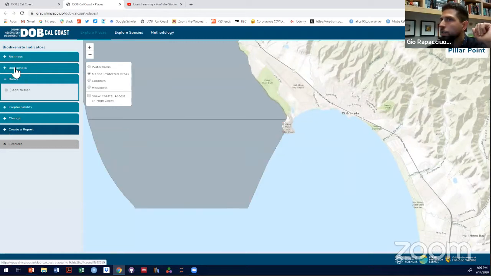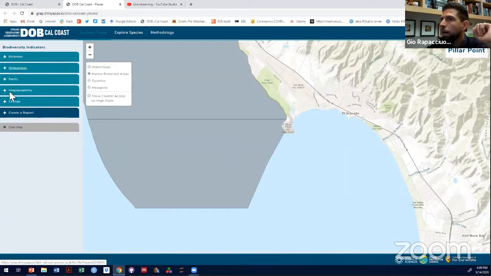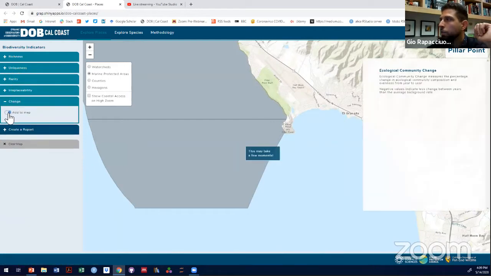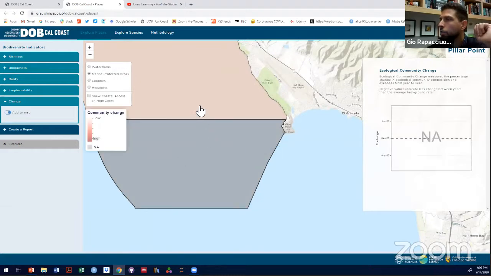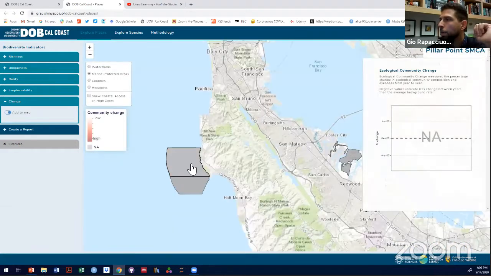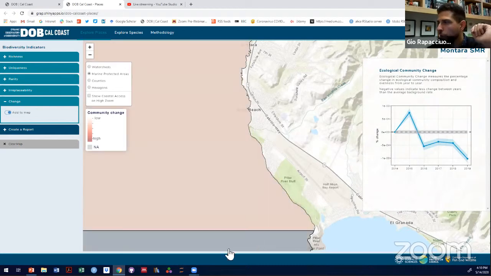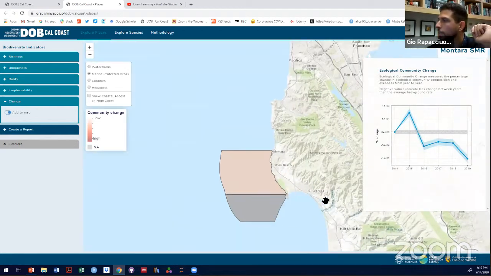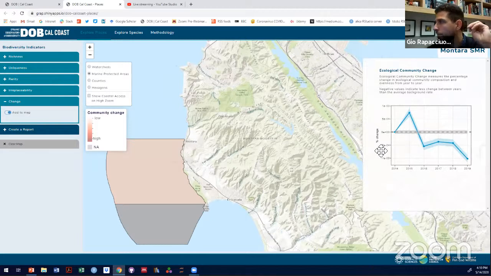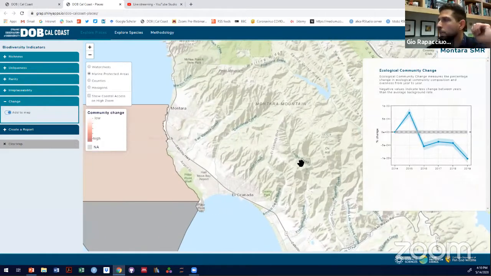What this allows you to do is have a look in more detail at what is going on at Pillar Point. So for example, we can look at change over time. Sorry, the boundary is such that all the Pillar Point results are actually in here. Let's look at Montara. So this here, the ecological community change measure is what we talked about a little bit in the previous part. And that's the way that composition has been changing over time, year on year, in this particular place.